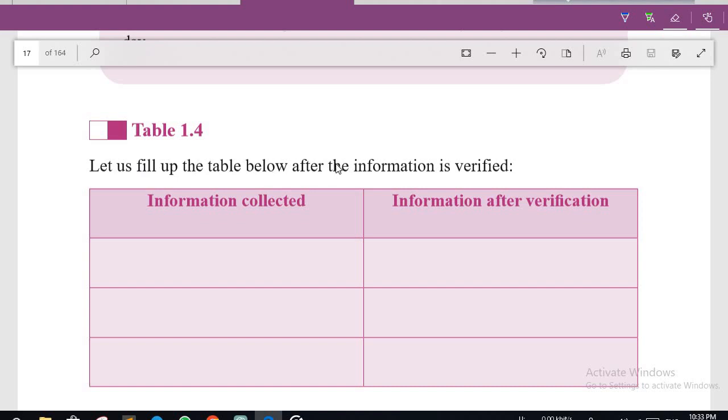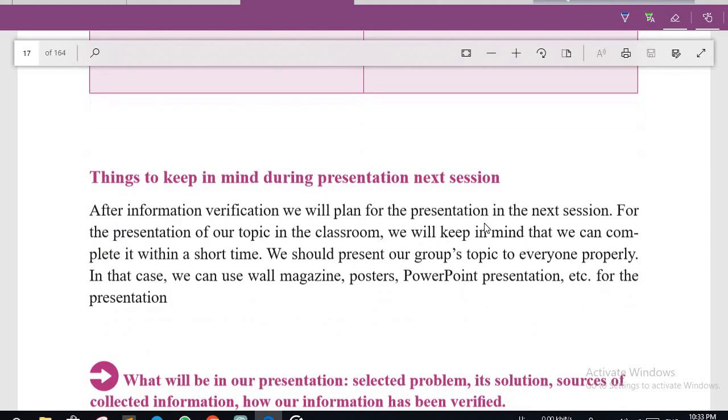Let us fill up the table below after the information is verified. Information collected. Information after verification. You have to fill up this table.